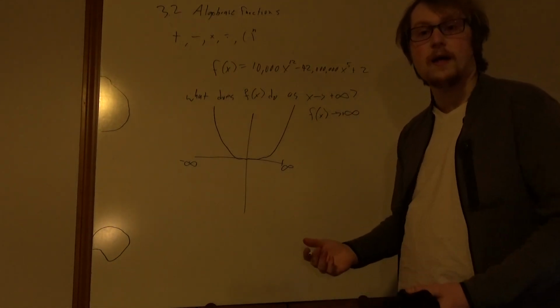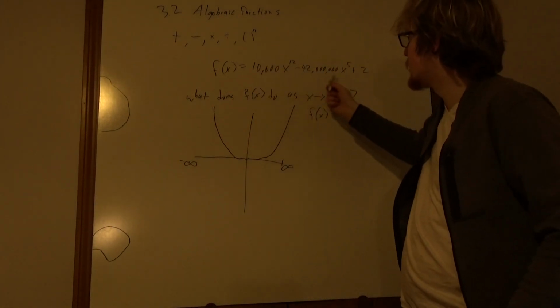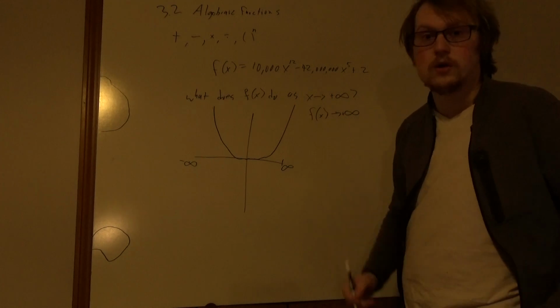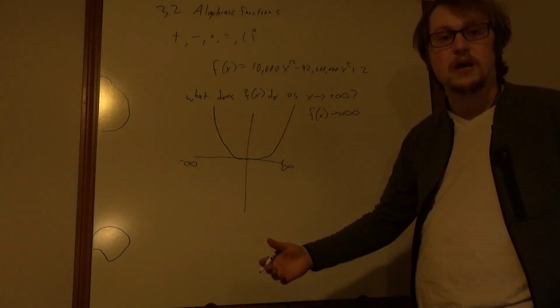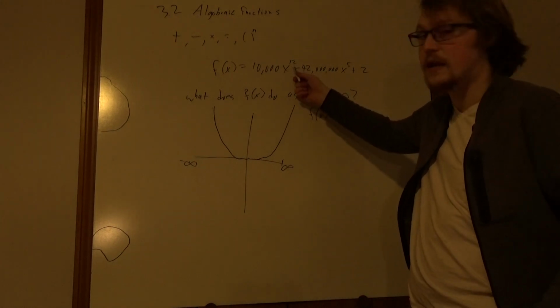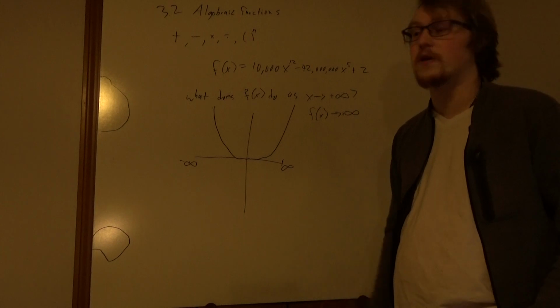And we can tell that basically at a glance because this function, while it has multiple terms, we only need to look at the term with the highest exponent to figure out the long-term behavior, and I see that it has a positive exponent, so I know that it's going to go to positive infinity.